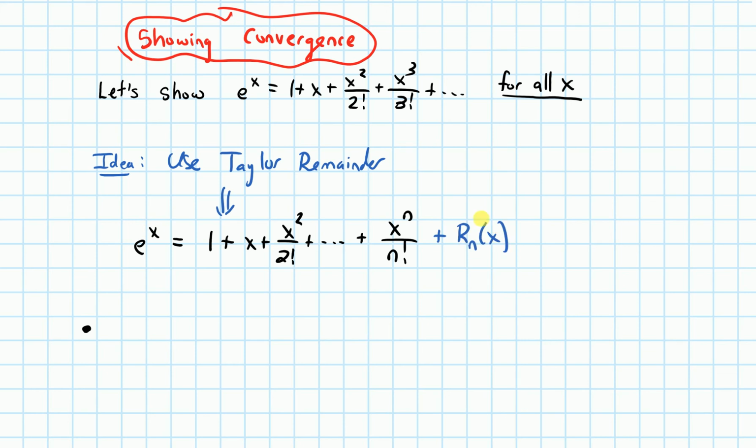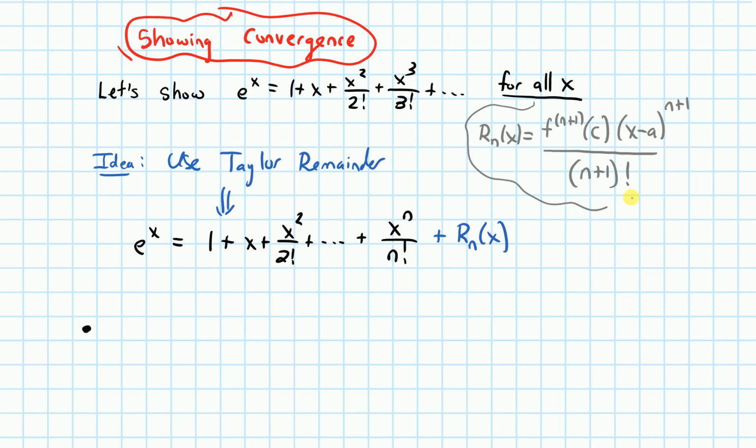And now let's remind ourselves what the general formula for Rn of x is. So recall that Rn of x equals the n plus first derivative at some number c times x minus a to the n plus 1 over n plus 1 factorial. So this number c is some number that's in between x and a, inclusive. So it could be at one of those endpoints. Okay, so I'm going to bubble this. This is just a brief review. What does that remainder look like?